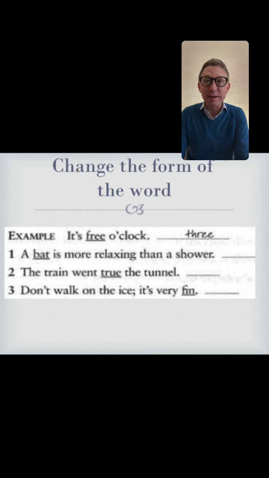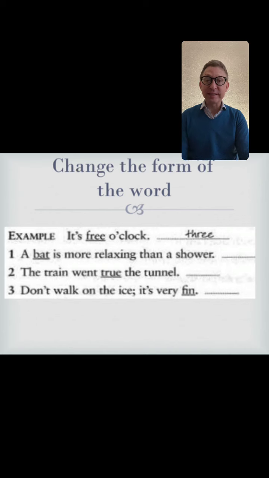So here's the example. It's 3 o'clock. That's incorrect. It's 3 o'clock. So I will pronounce the wrong way, and then you think about the right way with a TH. A bat is more relaxing than a shower. Do you have it? A bath, TH, a bath is more relaxing than a shower. Bath.